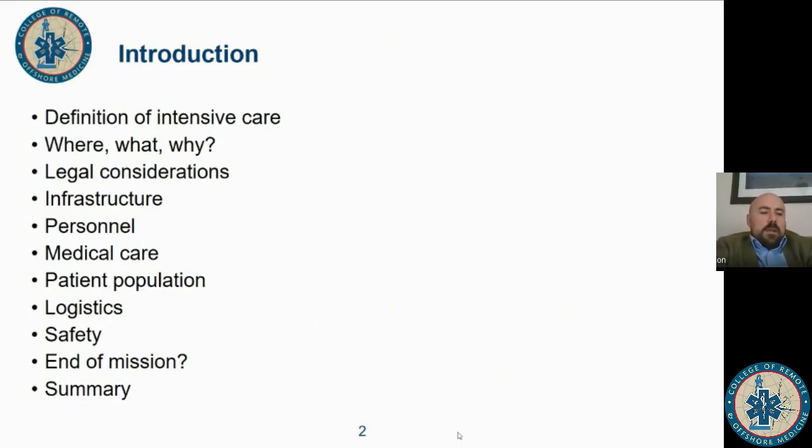things that are worth thinking about when it comes to legal considerations of where you're going or what you're doing, the infrastructure of what you need to set up, the personnel required to man it, the medical care that you hope to provide with those personnel, the patient population that you intend to treat, and the logistics required to keep it all going, and the safety elements to consider both for you as individuals and for the patients you're looking after. And then the end of mission, whether it's something that is staying or something that is going to be taken down, and then we'll summarize.